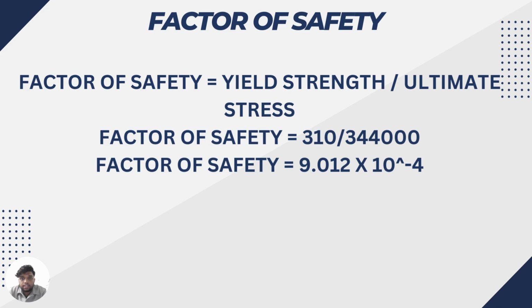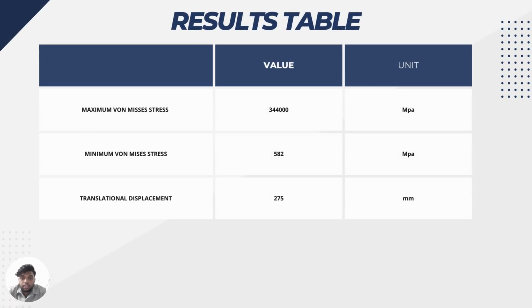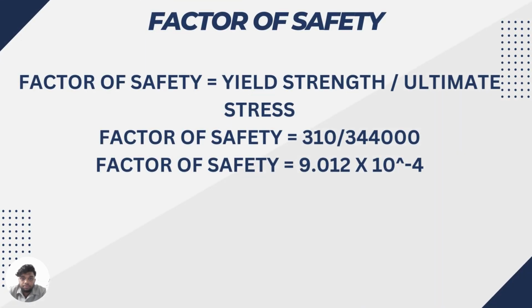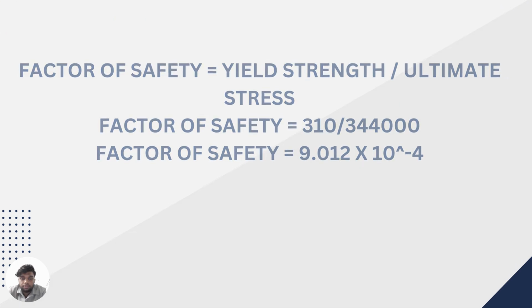Okay, next let's look at how to calculate the factor of safety. To calculate the factor of safety, we must divide yield strength by ultimate strength. We must divide 310 by 344,000, based on the value above. Maximum stress is 344,000. So the factor of safety answer is 9.012 times 10 to the power of negative 4.